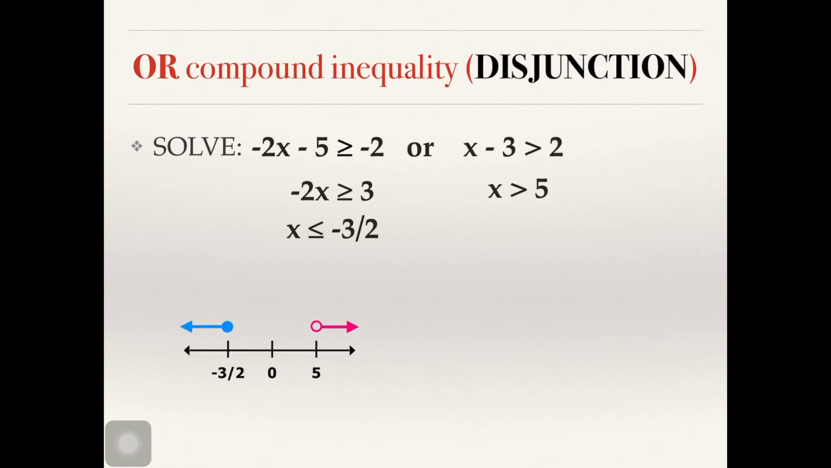Now pause the video and try to think what would be the final graph for a disjunction. The final graph of a disjunction is the union of the two graphs. So our final graph would be this one. How do you write your final answer in interval notation?